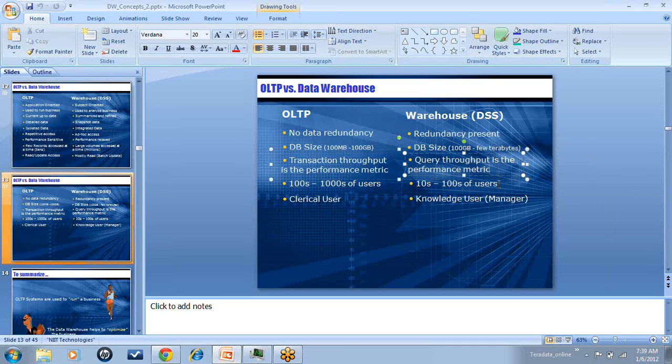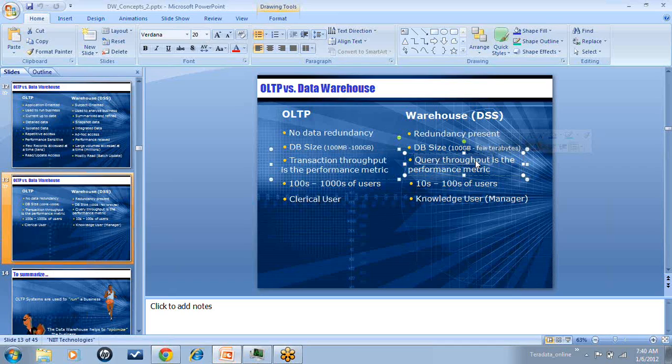Okay, this is the throughput of the query. That means what type of queries we can answer. If anyone asks an ad hoc question, is the data warehouse able to answer that question or not? That is query throughput. Some types of queries cannot be answered by the data warehouse; only these types of questions can be answered by it.